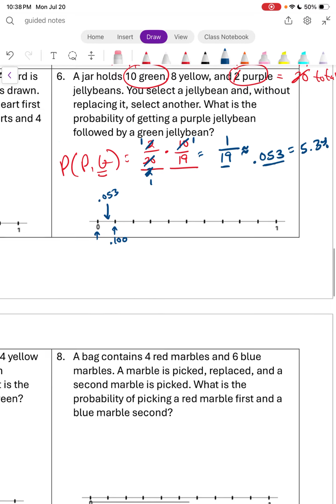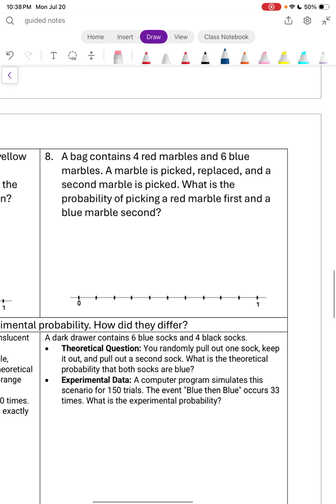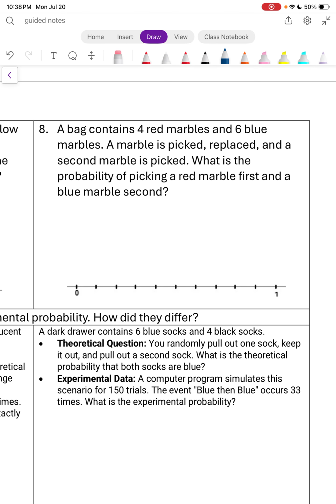Let's do one more. Let's try this last one. Maybe it's a little bit harder. A bag contains 4 red, 6 blue marbles, so 10 total. A marble is picked, replaced, a second marble is picked. What is the probability of picking a red marble first and a blue marble second? Now, this one's going to be just as easy. It's going to be, again, these 2 are independent.